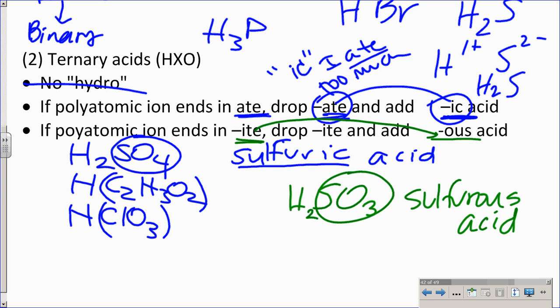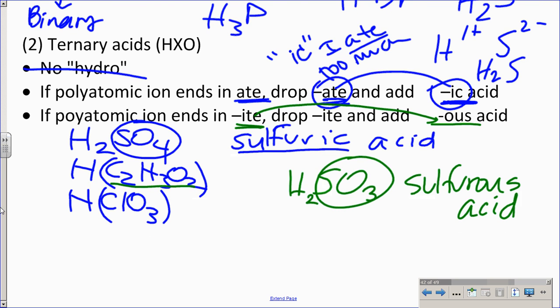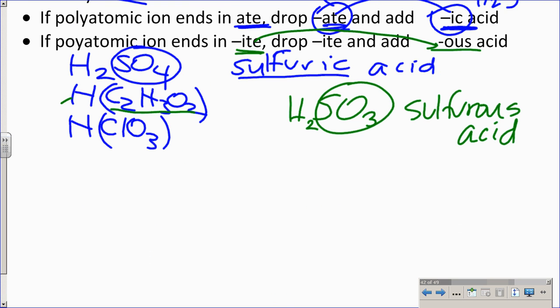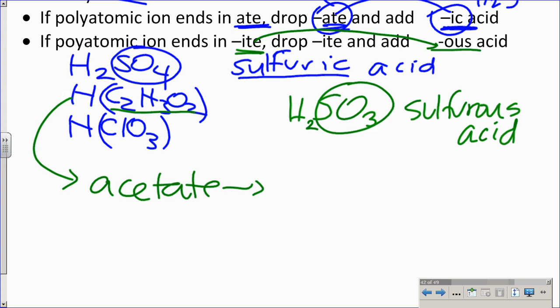So this guy is what? C2H3O2. Acetate, right. Acetate, ate gets changed to ic. Acetic acid, right? So acetic acid. Where would you find acetic acid? Hopefully not on the desk. We cleaned. So this is acetate, and we've turned it to acetic acid.